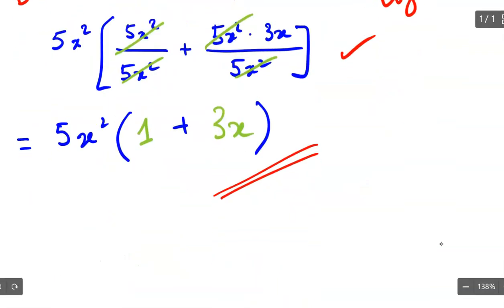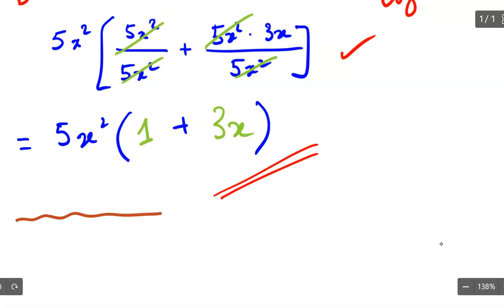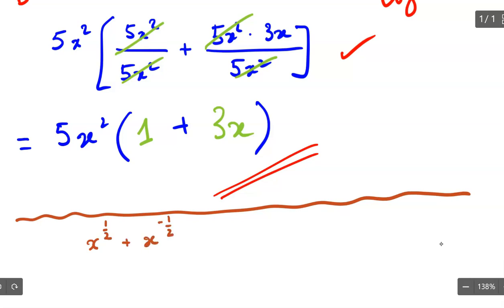Okay, so let me give you another example. Okay, another example, and I hope this example will clarify what I'm trying to say. So let's say I have x to the exponent half plus x to the exponent negative half, and I ask you to factor this. Okay, how do you factor this?